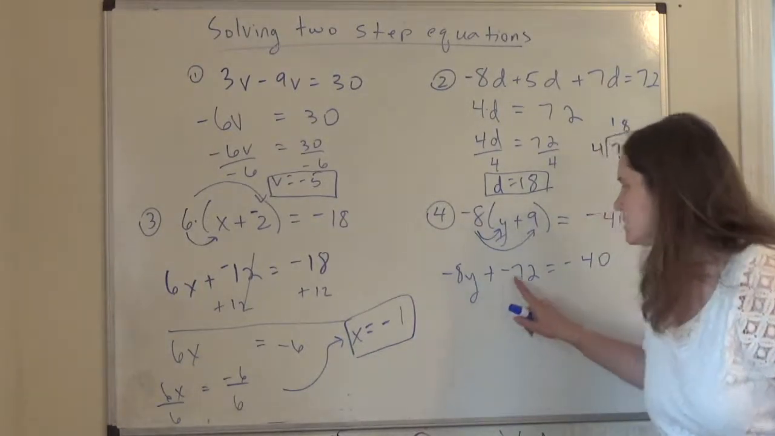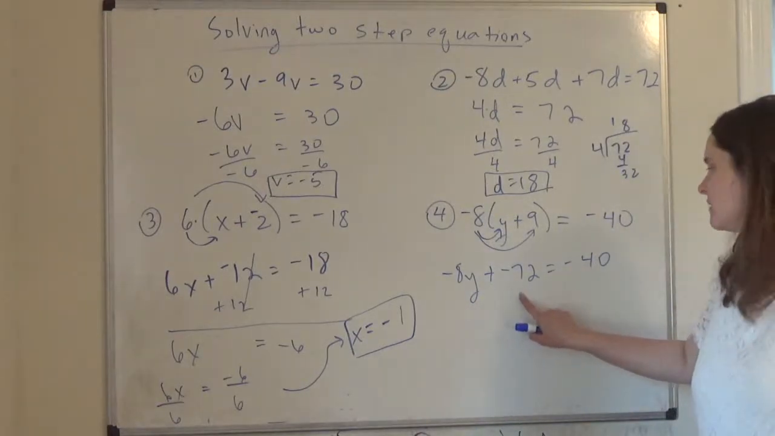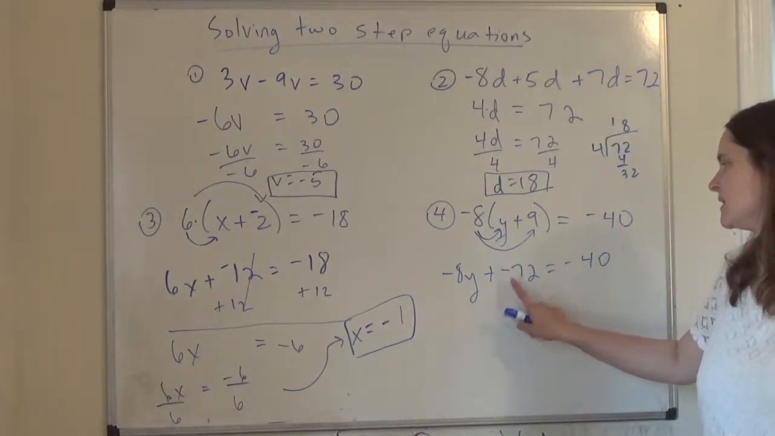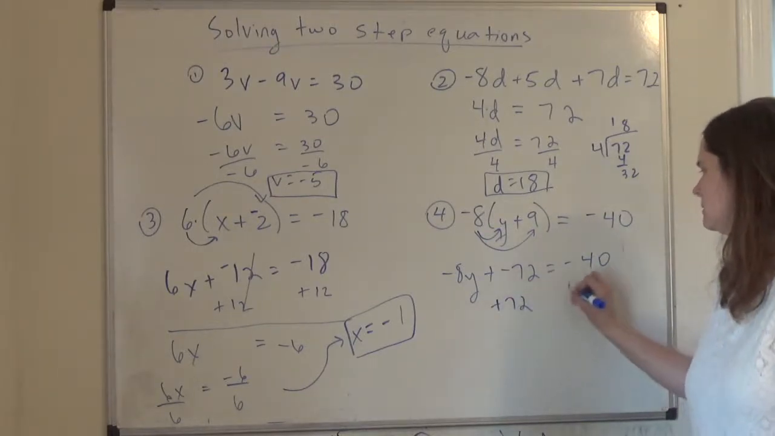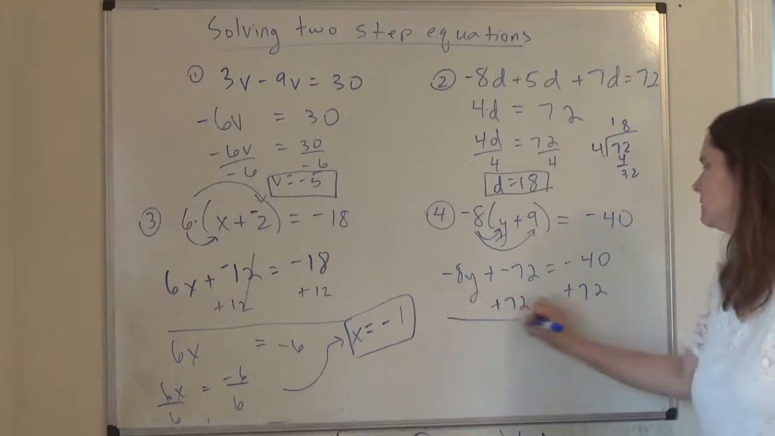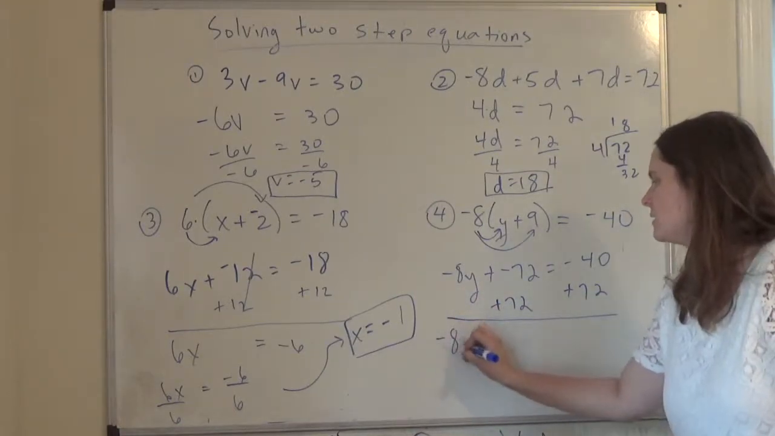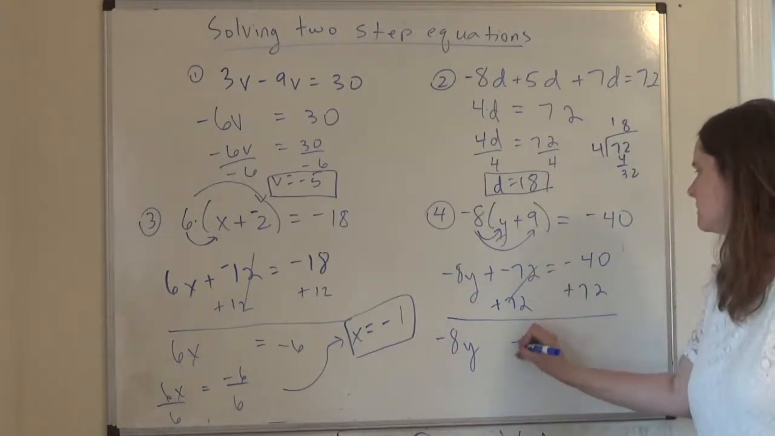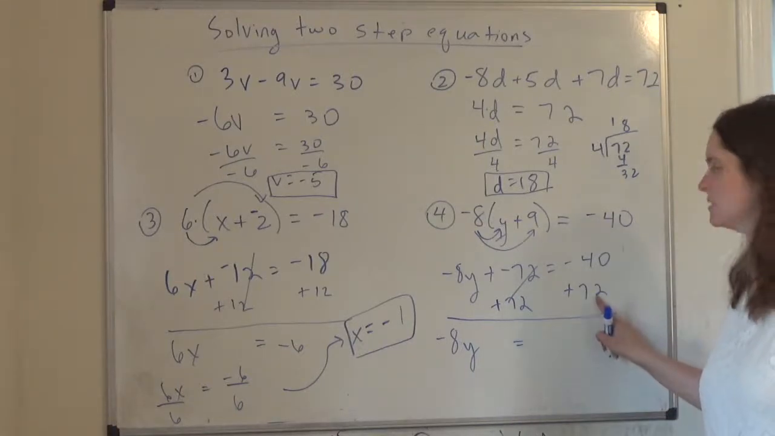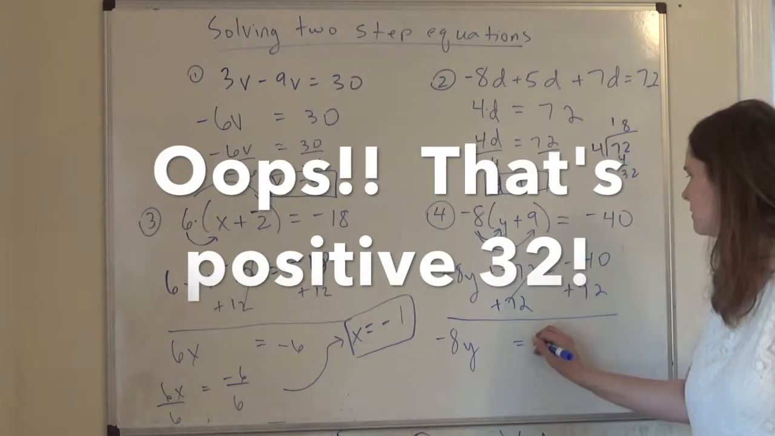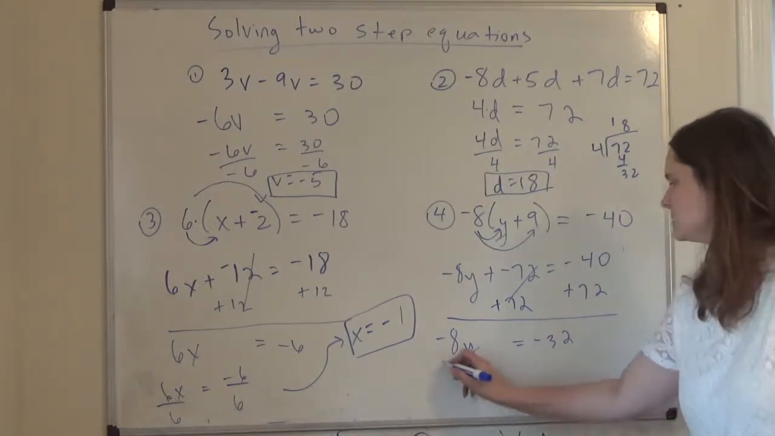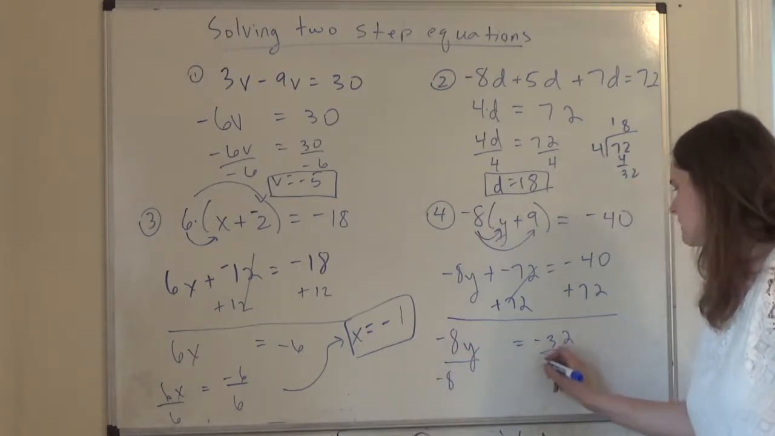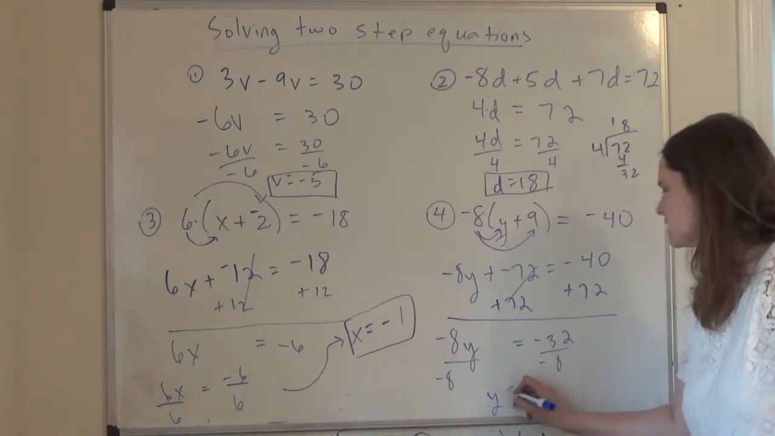So we're going to first undo this negative 72. So to do that, I need to add positive 72 to both sides. That gives me negative 8y equals negative 40 plus 72 is going to be negative 32. Then divide both sides by negative 8. And that gives me y equals positive 4.